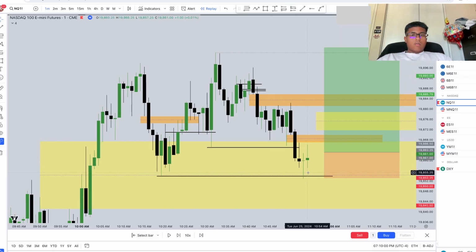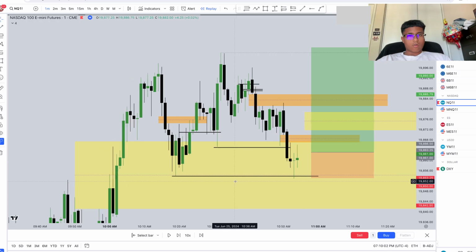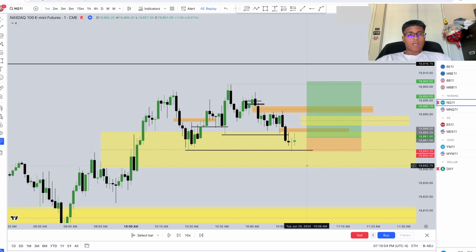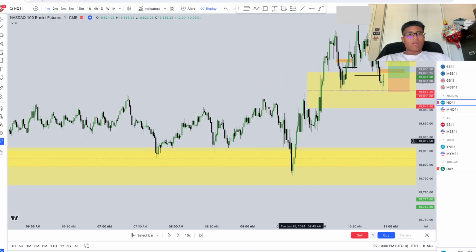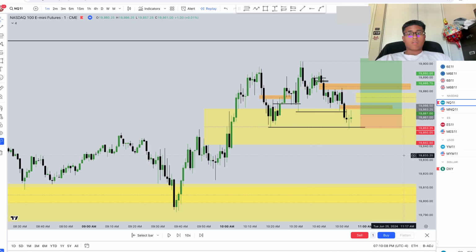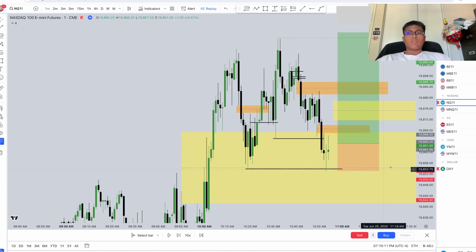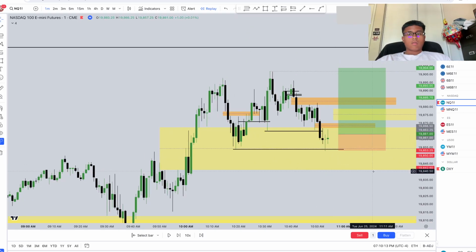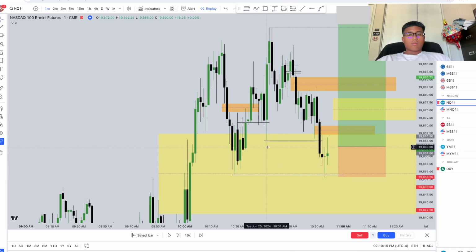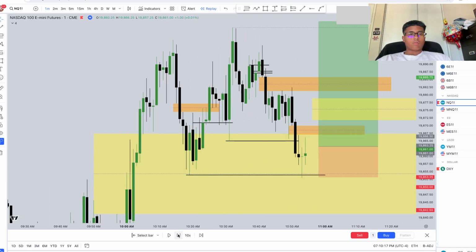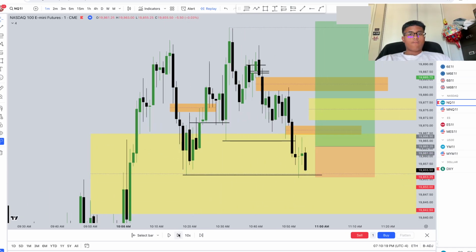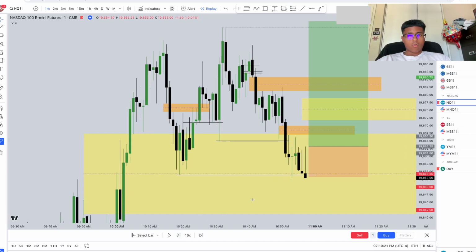And here, obviously my bias was still bullish. I have no reason to sell. I have all these bullish PD arrays being respected. No reason to sell at all. Today's Tuesday. No reason to sell at all. All right. We take this low, still respecting consequent encroachment of that 5-minute gap. Boom. What do we have here?